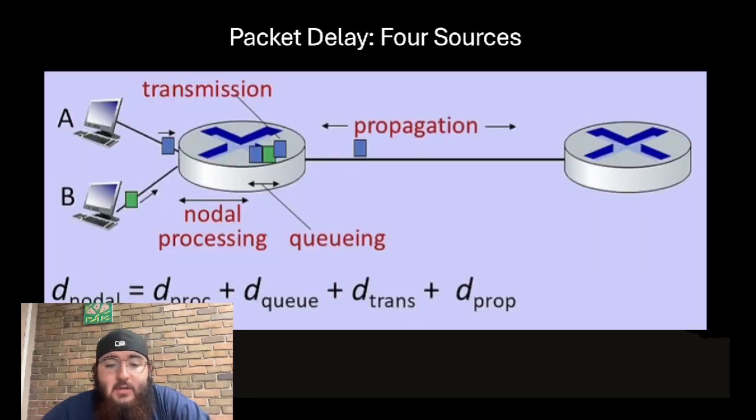Packet delay has four sources. One is nodal processing, which is when it checks for any bit errors and determines the output link. Second is queuing, which we have just gone over in the previous slides. The third is transmission delay, which is the packet length and the link transmission rate. And the fourth is propagation delay, which is the physical link and propagation speed.